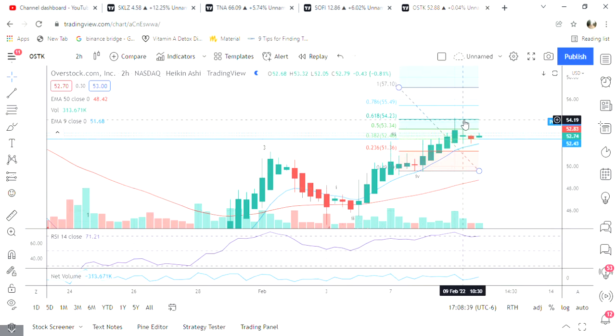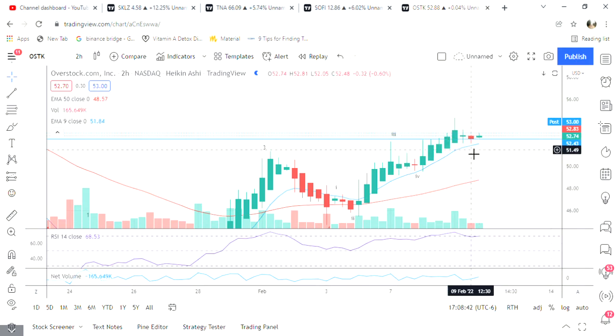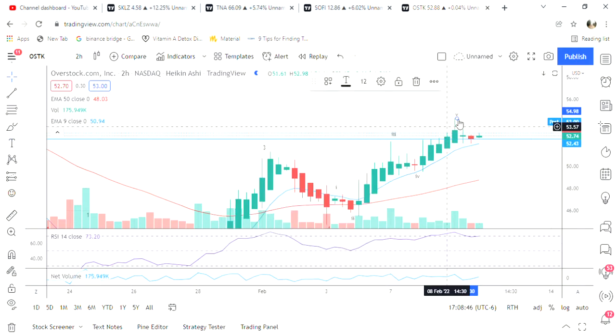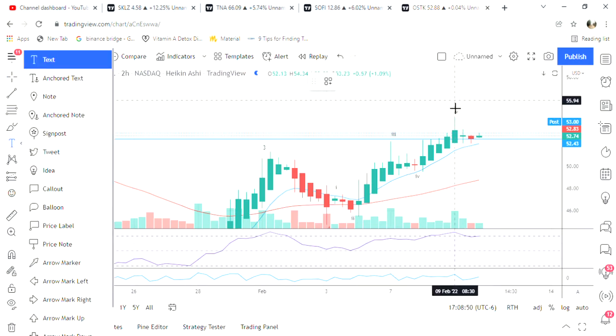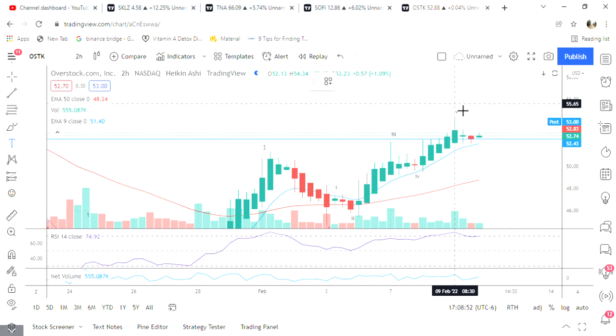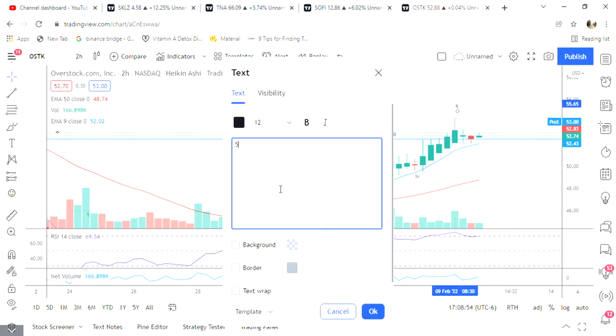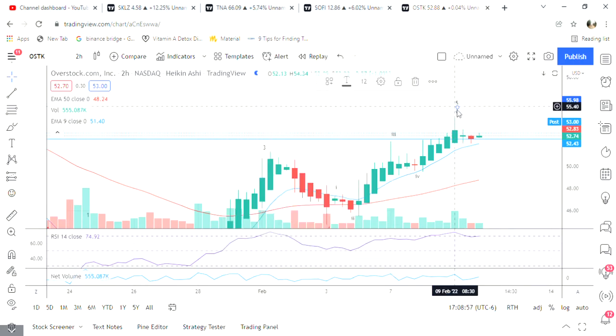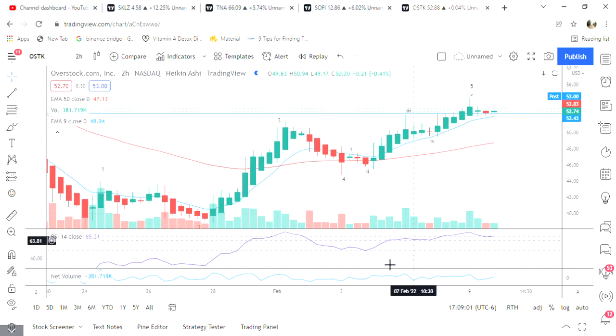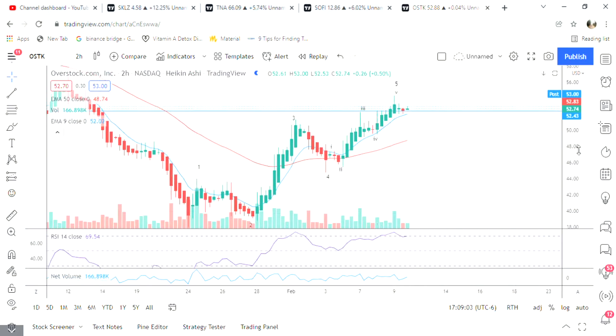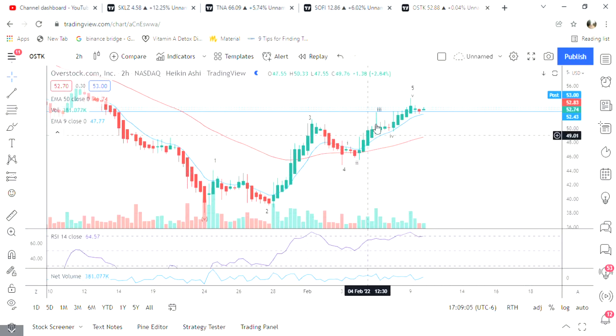Actually, if you look at this, that was the fifth wave right there. So we got 5, and now we have 5. So that was the fifth wave of the fifth wave. So now what you can expect, I got out at 52. So this is finished. This move is finished.